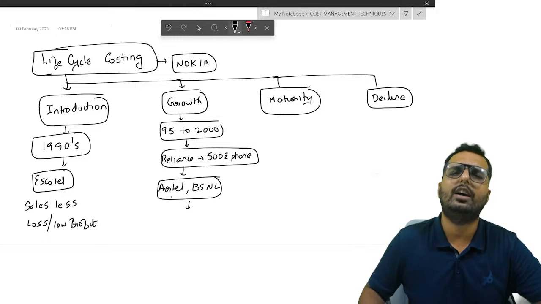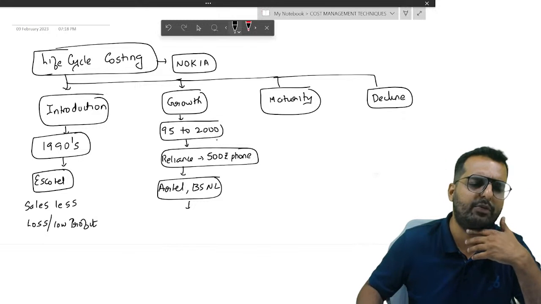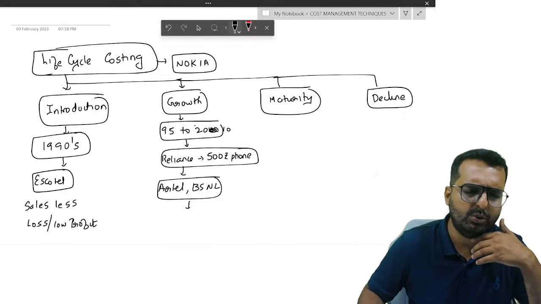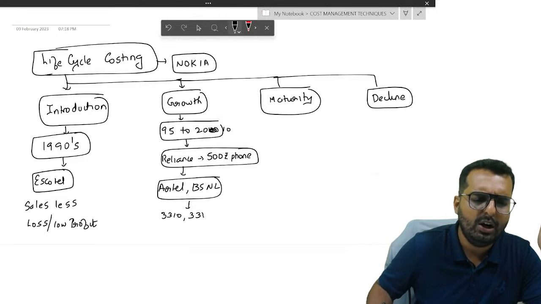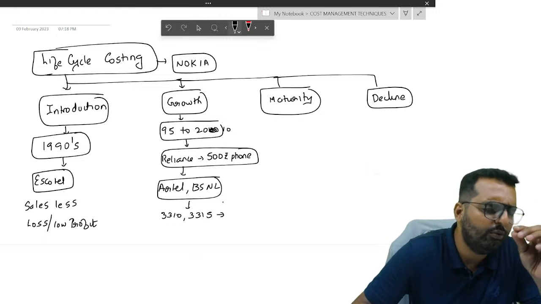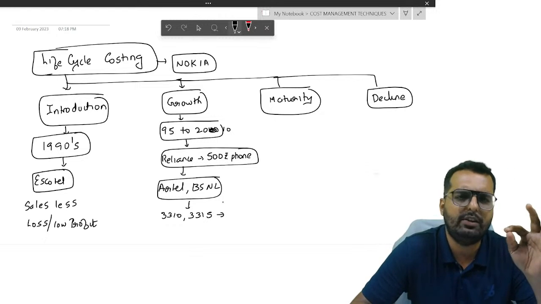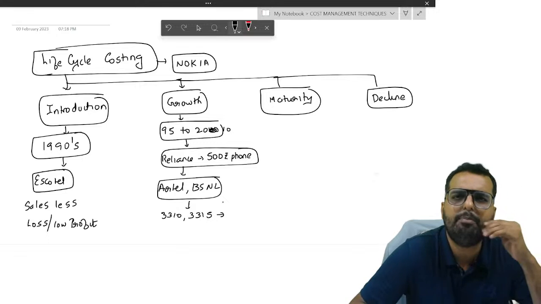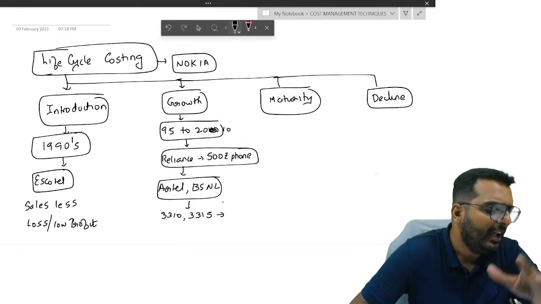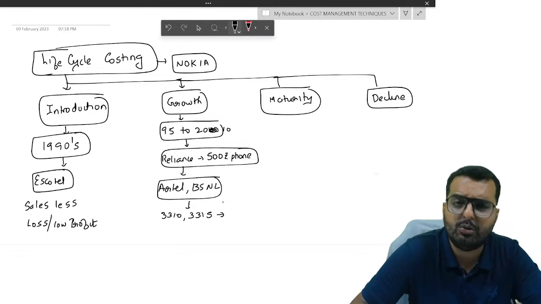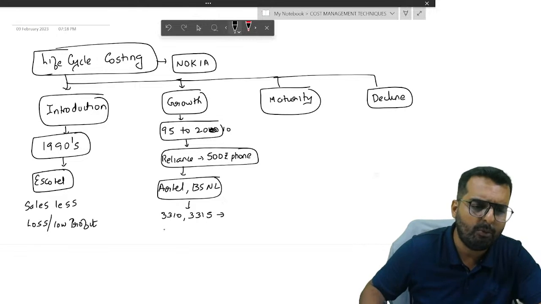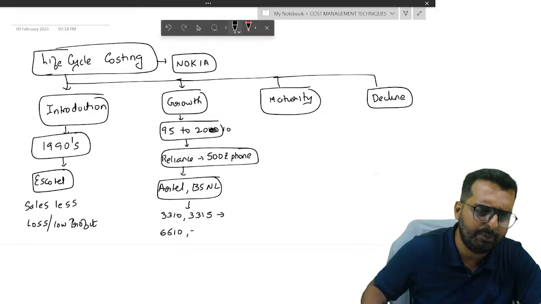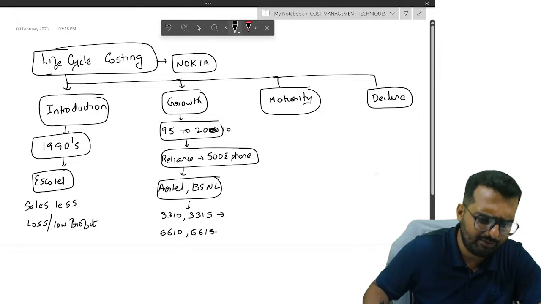This time Nokia sales started going up like crazy, friends. I think from 95 to 2010 can be the time that I would say. Then Nokia came up with a model 3310, 3315. This was one of the peak models, friends. The sales went viral, people started buying left and right, and for the first time, youngsters going to colleges started using mobile phones. Then they had one more model which came up, 6610 and I think 6615.